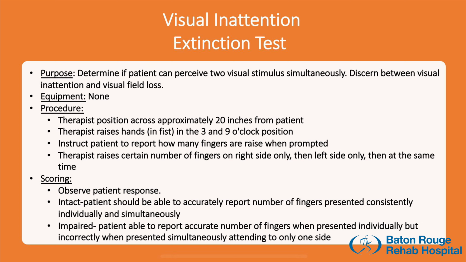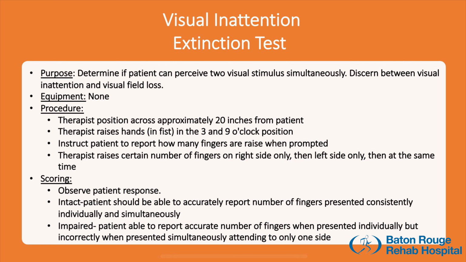You will begin by extending both your right and left hand in the 3 and 9 o'clock position in a fist simultaneously. You will then hold up a certain number of fingers in your right hand while maintaining a fist on your left hand and ask for the patient to respond. Then present a certain number of fingers in your left hand while maintaining a fist on your right, and again observe for the patient's response. Lastly, you'll present a number of fingers on both hands and observe for your patient's response.